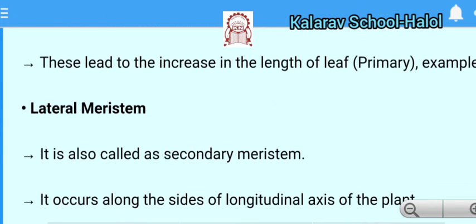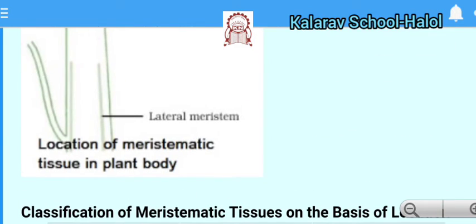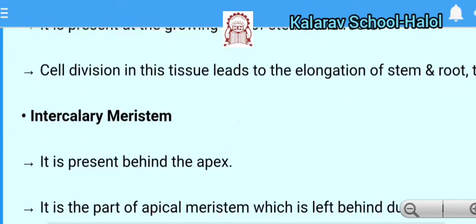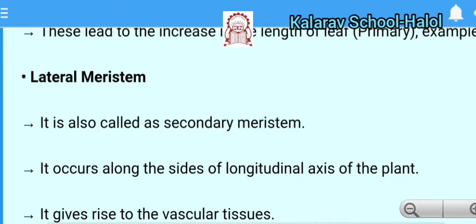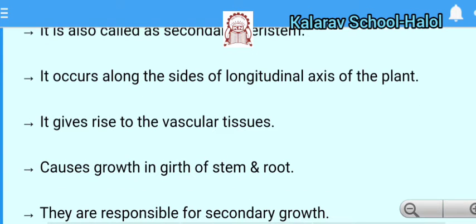Next is lateral meristem. As you see the diagram, it is located at the last. So lateral meristem is also a secondary meristem. It occurs along the side of the longitudinal axis of the plant. So the longitudinal axis is, as you see, the vertical position. It gives rise to vascular tissue.